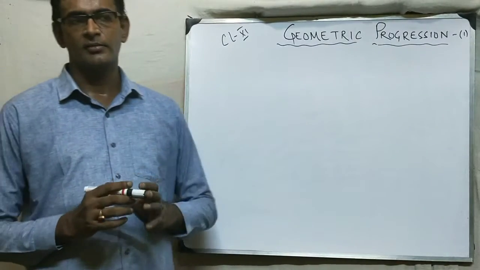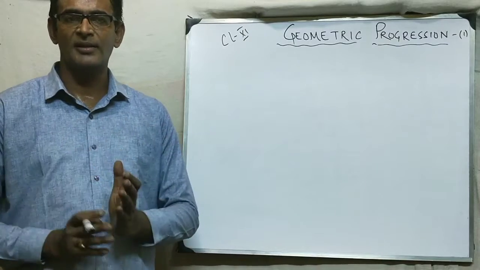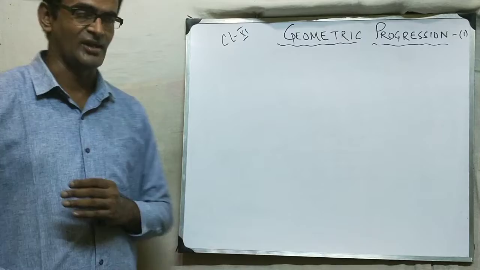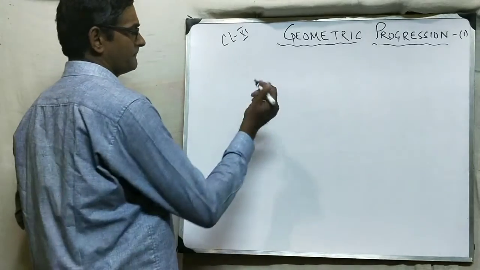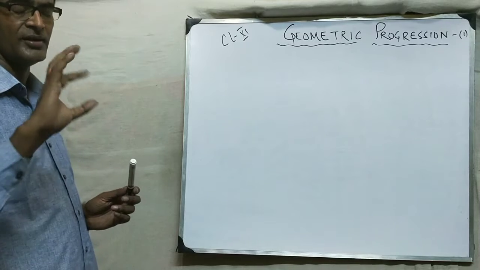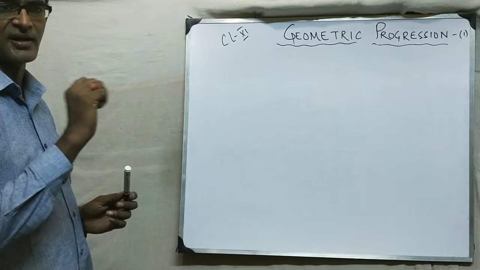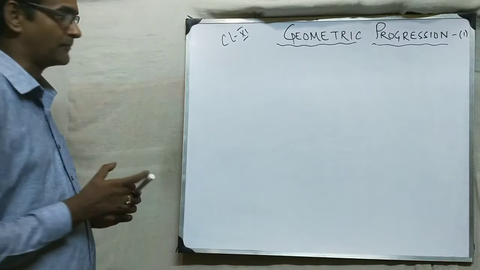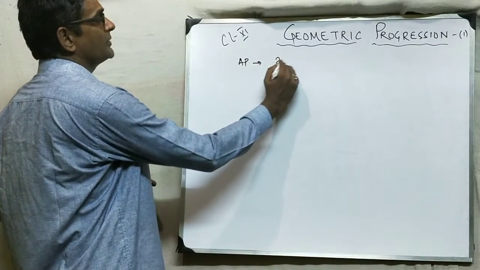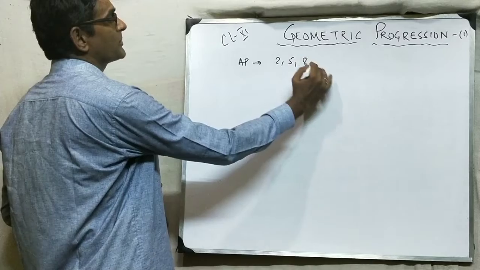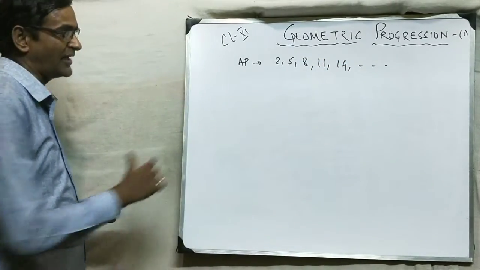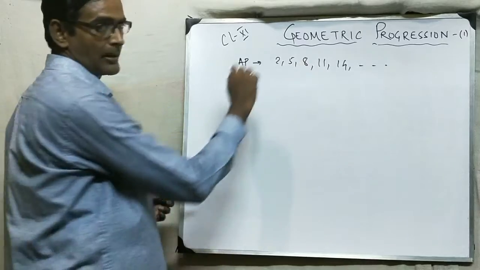In AP we have seen that a certain number is added each time. Sorry, in AP we are seeing that a certain number is being added each time. Example of AP: 2, 5, 8, 11, 14. This is an AP. As you can see, 3 is added each time.